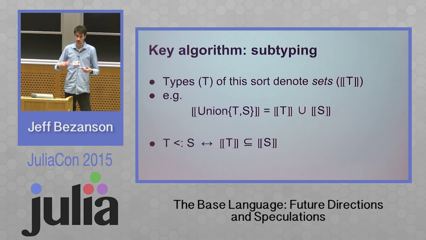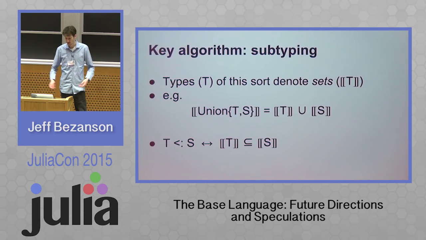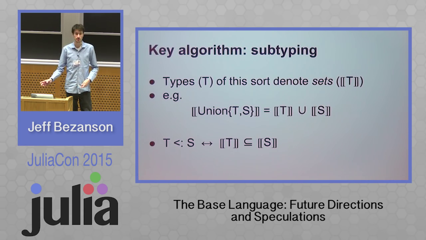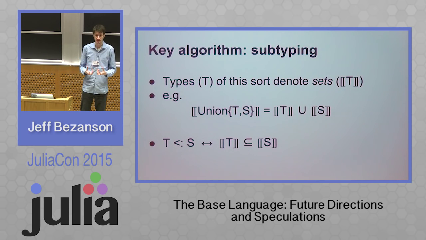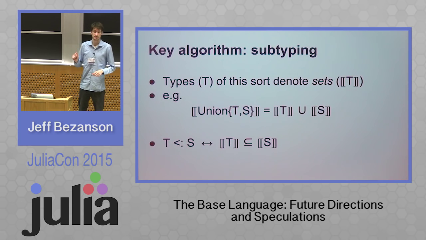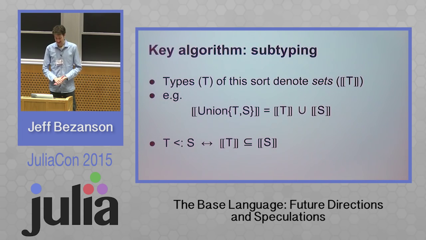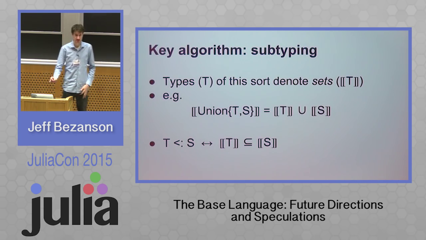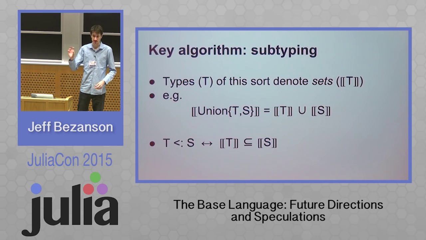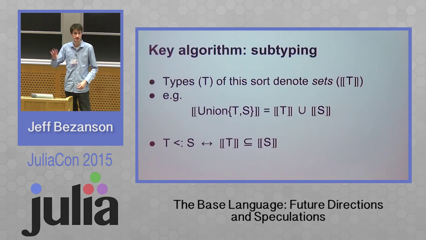So then we can go through and write equations for all of the other types. As an easy example, take the union type. A union type means, take the set of these two types and union the sets together. So this one is really easy to write, really hard to implement, is the summary of that. And so in Julia, we have the less than colon operator, which will test a subtype relationship. And that basically means, is one set a subset of the other?